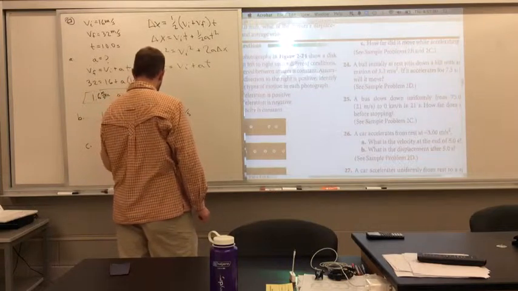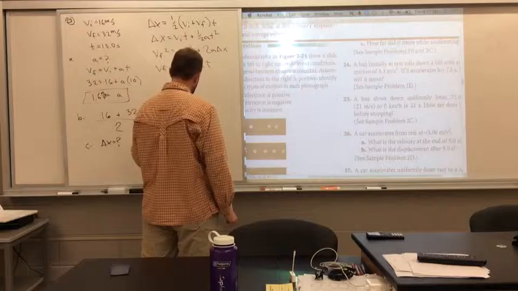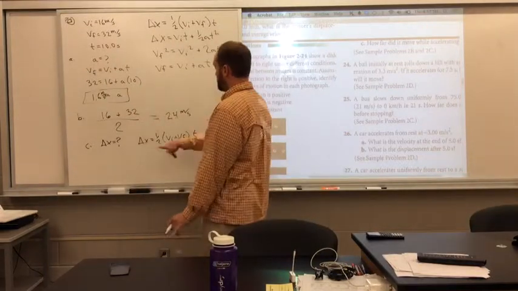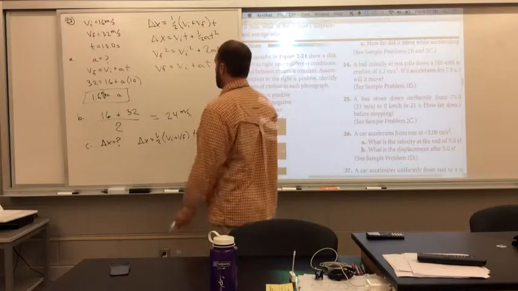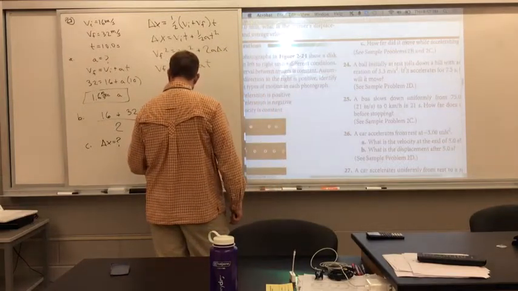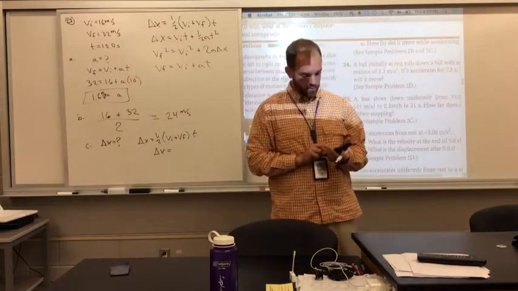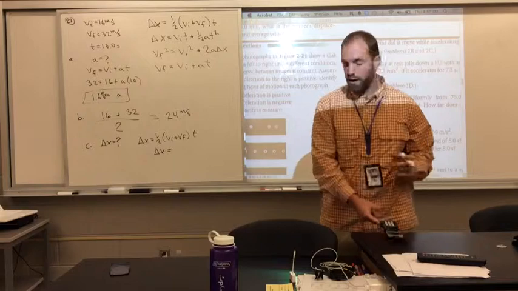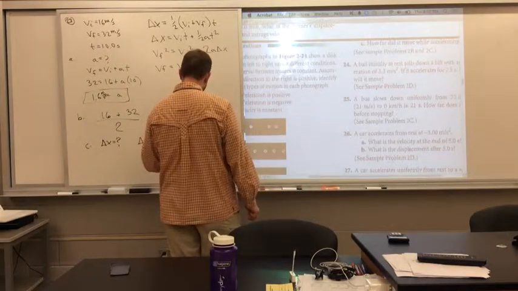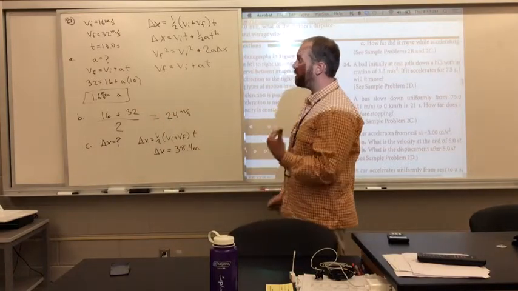Delta x equals 1/2 of initial velocity plus final velocity times time. I just got done telling you that this section is going to equal 24. So 24 times 1.6 is my answer. 24 times 1.6, it went 38.4 meters. There we go. All right, now on to 24.